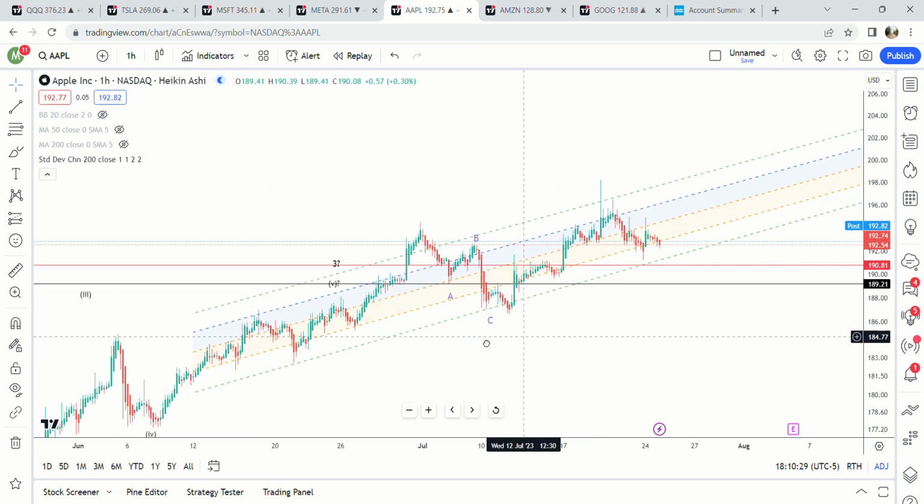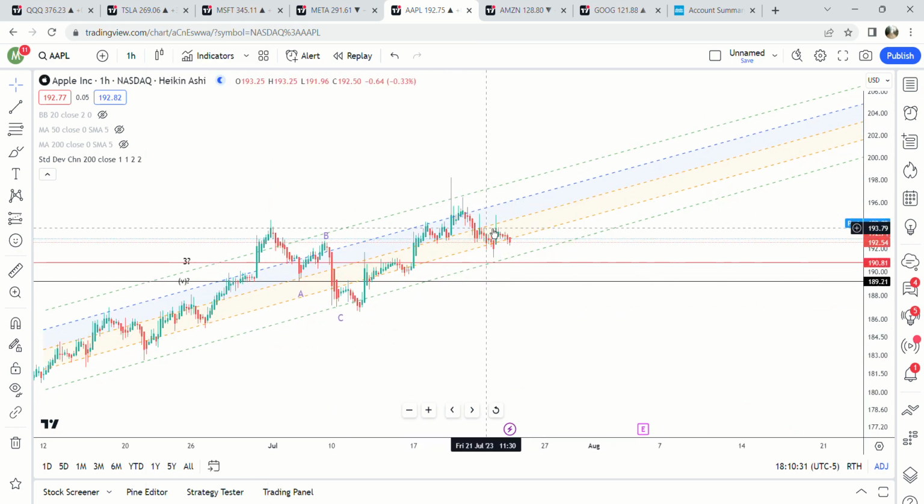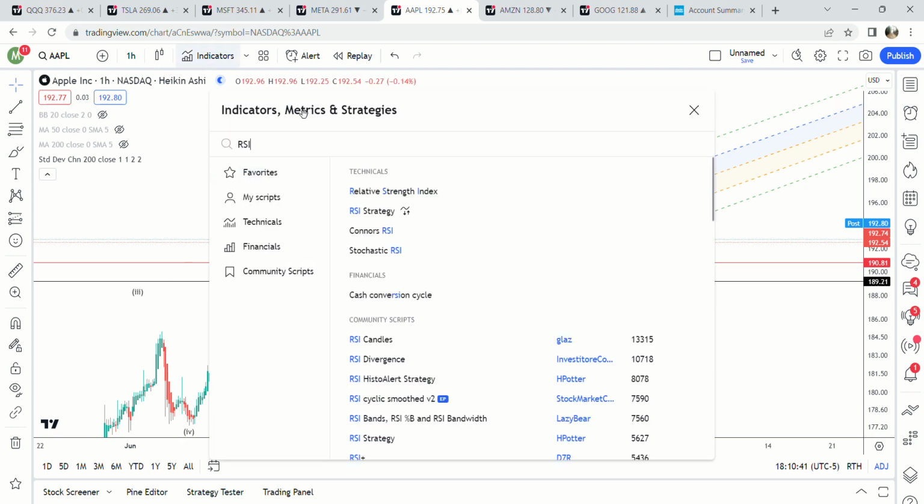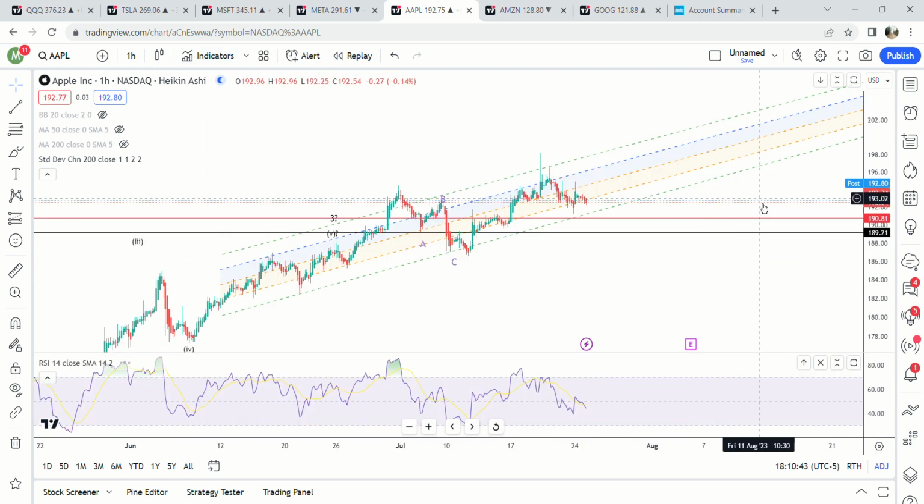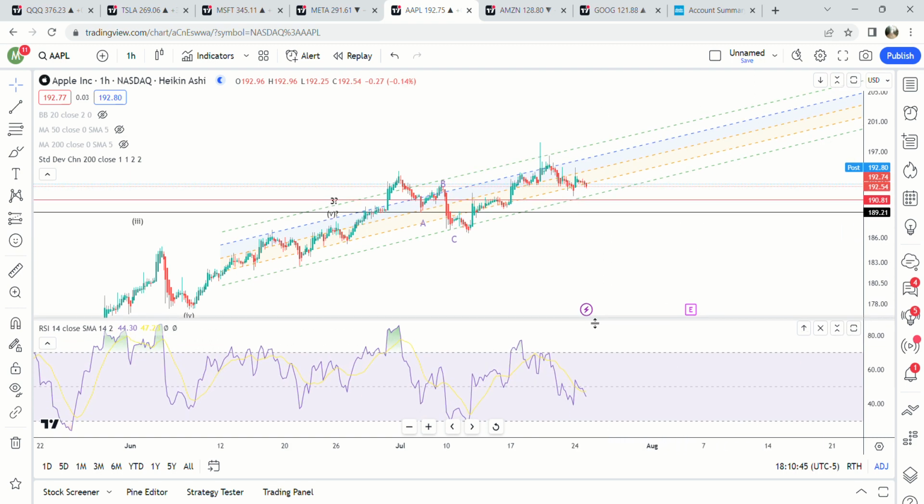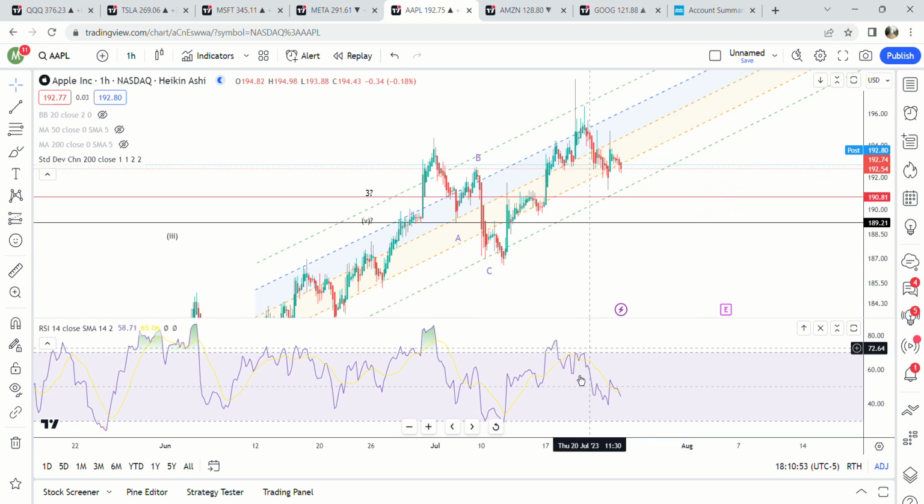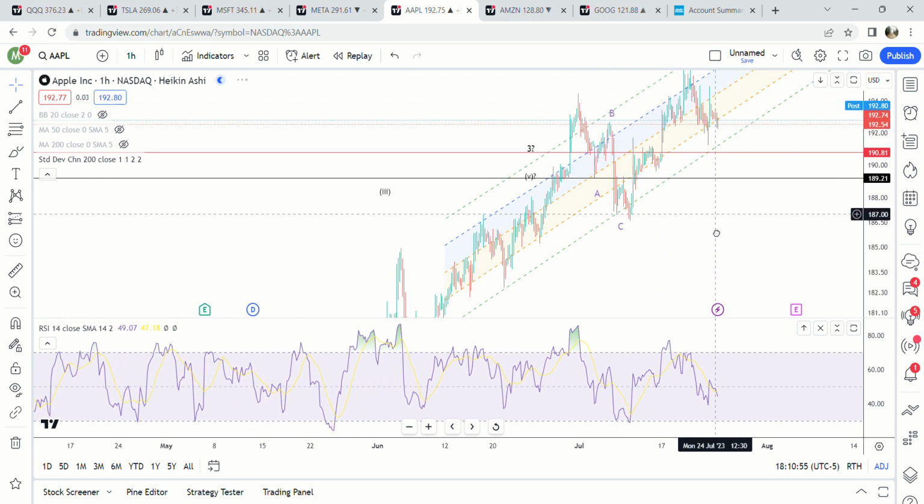So 190.81, potentially come down here, but if that happens, again, it's outside 2 standard deviations on the hourly. Let's look at the RSI. RSI is getting a little bit oversold. So maybe it comes down here to 190.81. That would probably be another buy. Earnings are not till the 3rd though, so we will see on that.